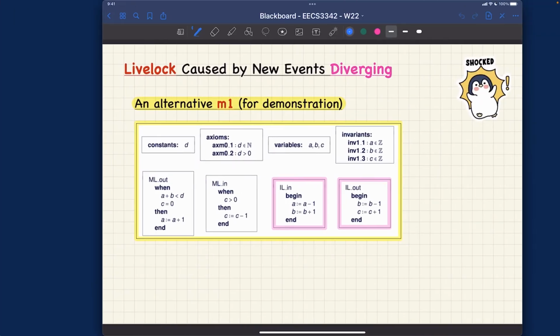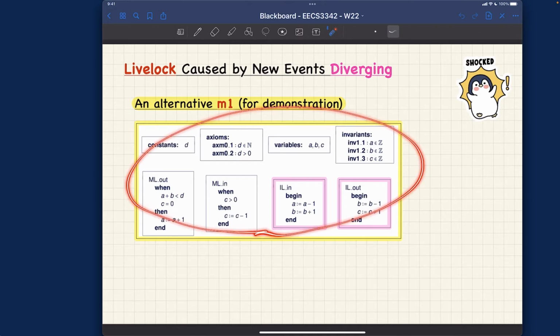There will be two things that will be shocking about this particular variant of our M1. One thing is that it can actually be proved correct, as far as the invariants are concerned. That's shocking fact number one. Shocking fact number two will be about divergence, which I'll speak about a little bit later. Let's talk about shocking fact number one. If you look at this variant of M1 over here, let me quickly mention what the difference is compared with the original M1.